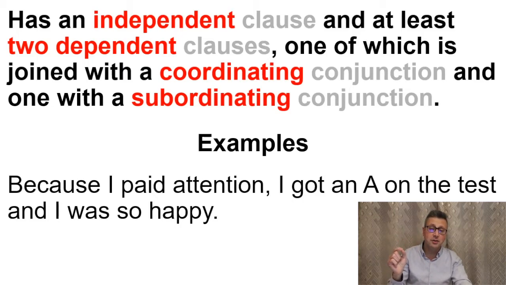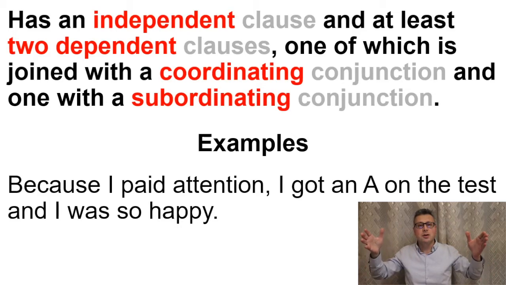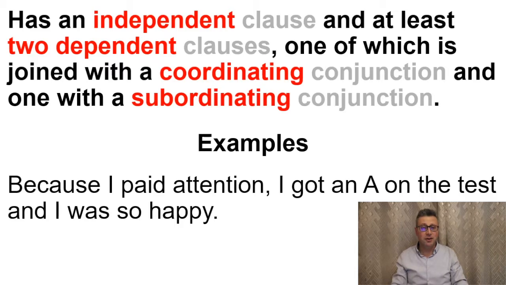I got an A on the test is a complete thought. I was so happy, another complete thought. Now, because I paid attention, comma, I got an A on the test. The entire structure is called a complex sentence. Now, I have this big complex sentence joined by another complete sentence, which is I was so happy, using and, which is a subordinating conjunction? No, a coordinating conjunction. So I have a compound complex sentence.